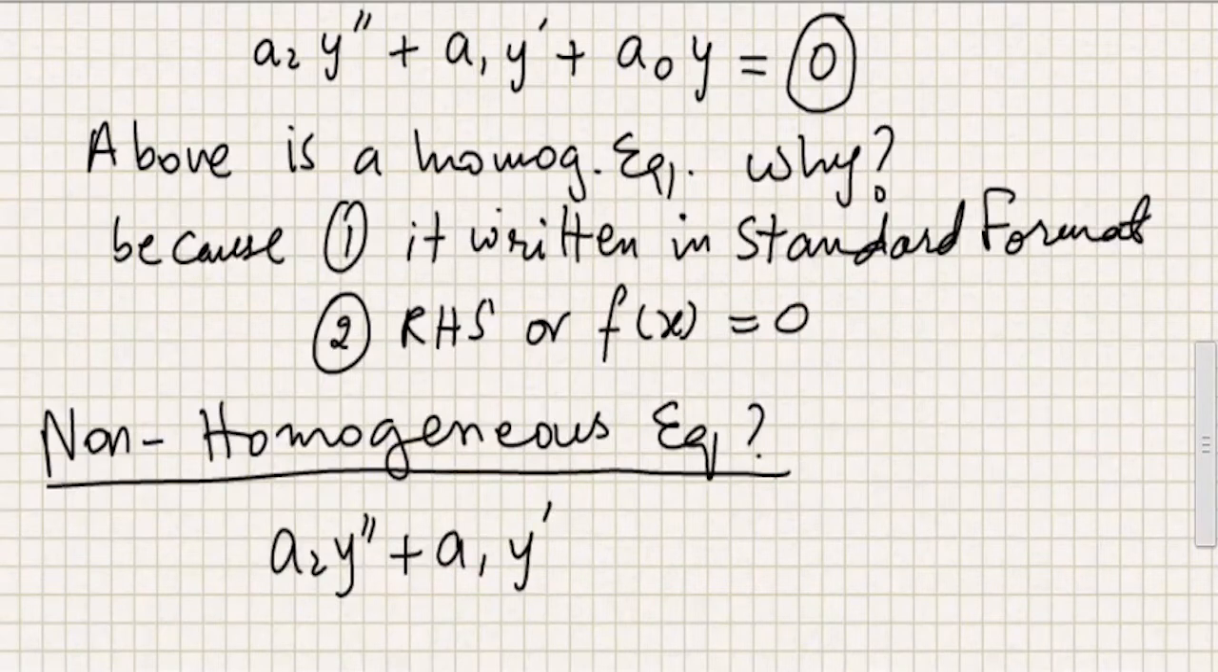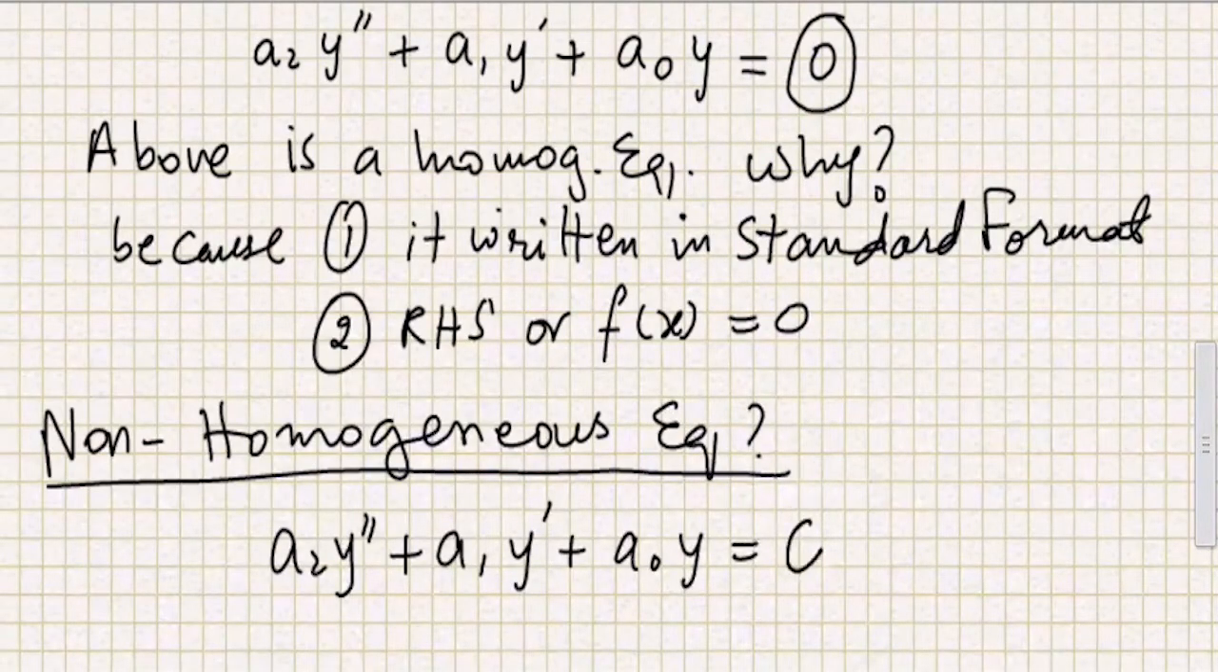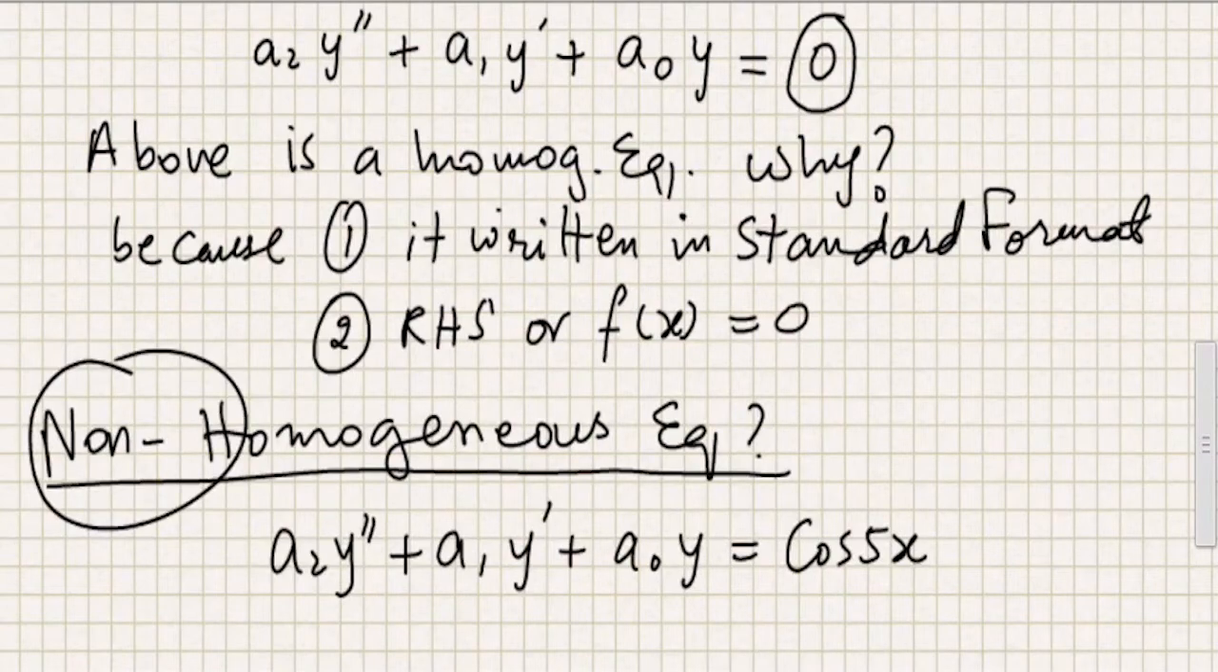So this is an example of a second order non-homogeneous equation where there is an f of x present which is not equal to 0. For example, here it was written cos 5x, right? So you could say that this is a non-homogeneous equation.